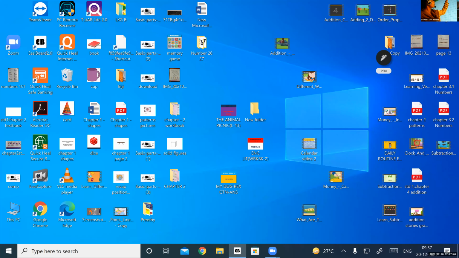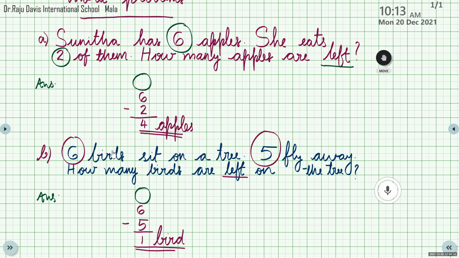Did you complete the question A? No. I think you only started. Okay, write fast. Otherwise, you leave some space. And you can write question B. I will send the notes in the group. Good enough?